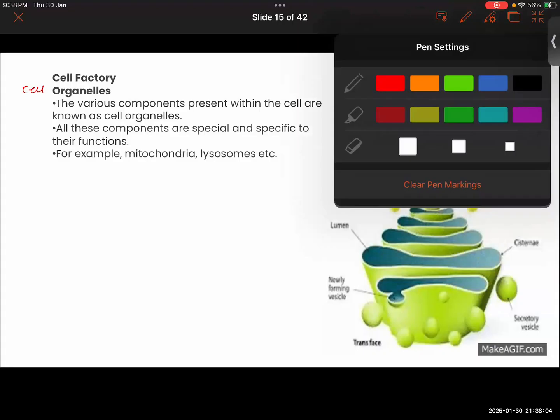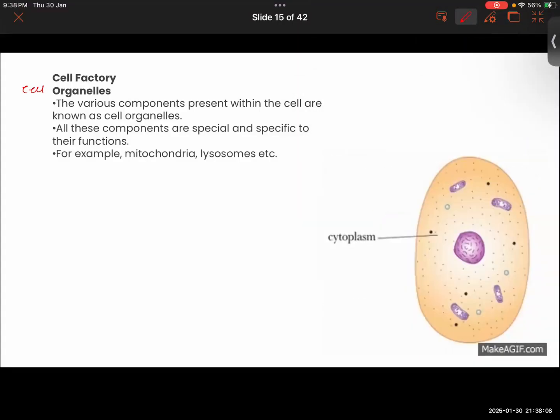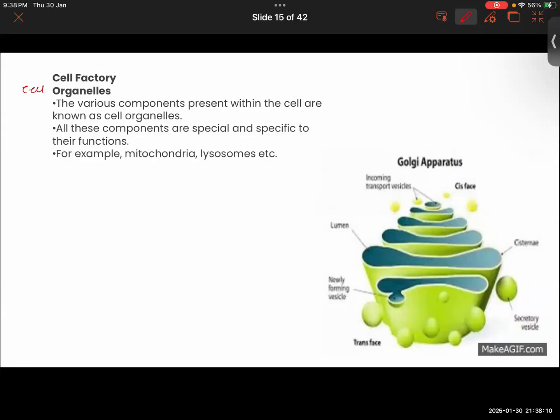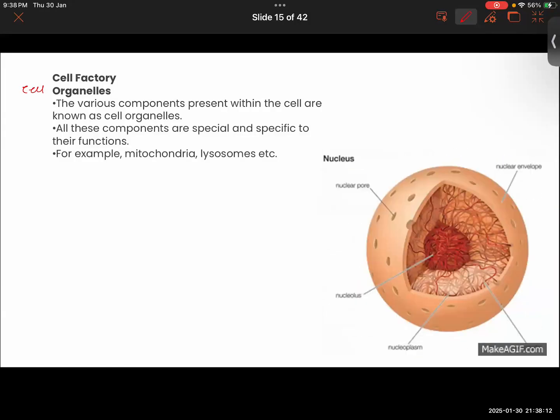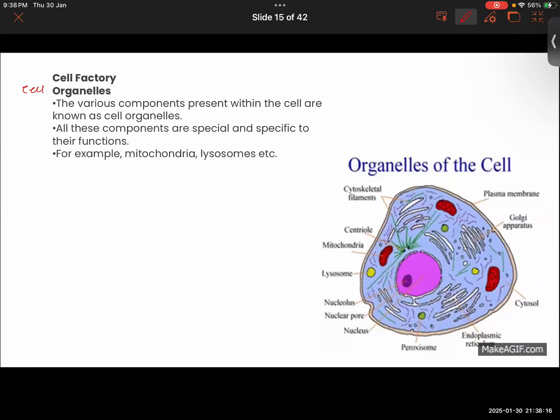So the various components that you found inside a cell, like you have the nucleus, you have the mitochondria, you have Golgi apparatus, etc. You have ribosomes, lysosomes. These are called as cell organelles.